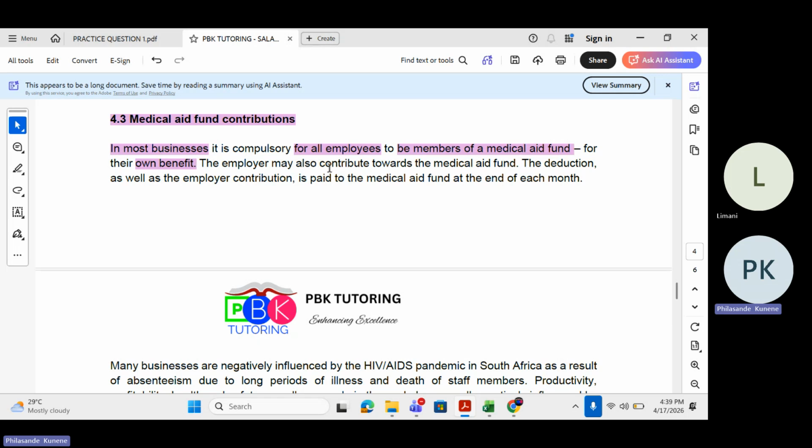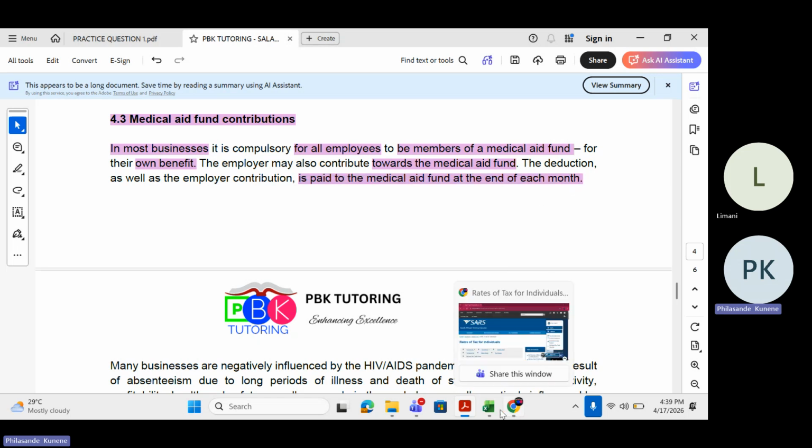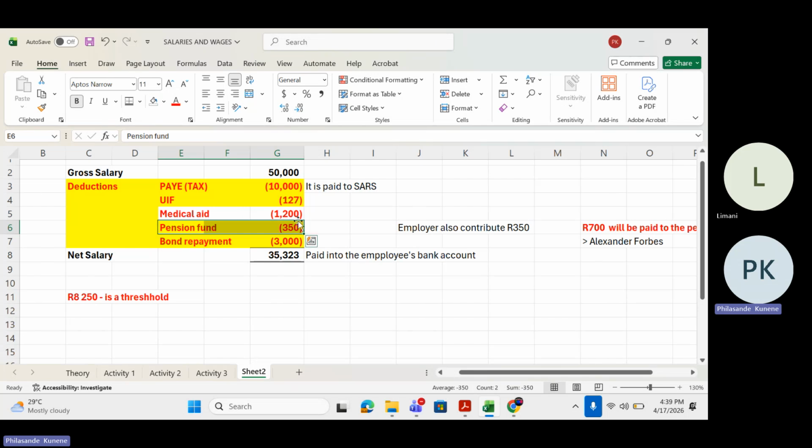The employer may also contribute towards the medical aid fund for those employees. The deduction as well as the employer contribution is paid to the medical aid fund at the end of each month, right? Now, let's talk about this one. Medical aid is 1,200, right? The employer may also contribute. Yes, yes, yes.